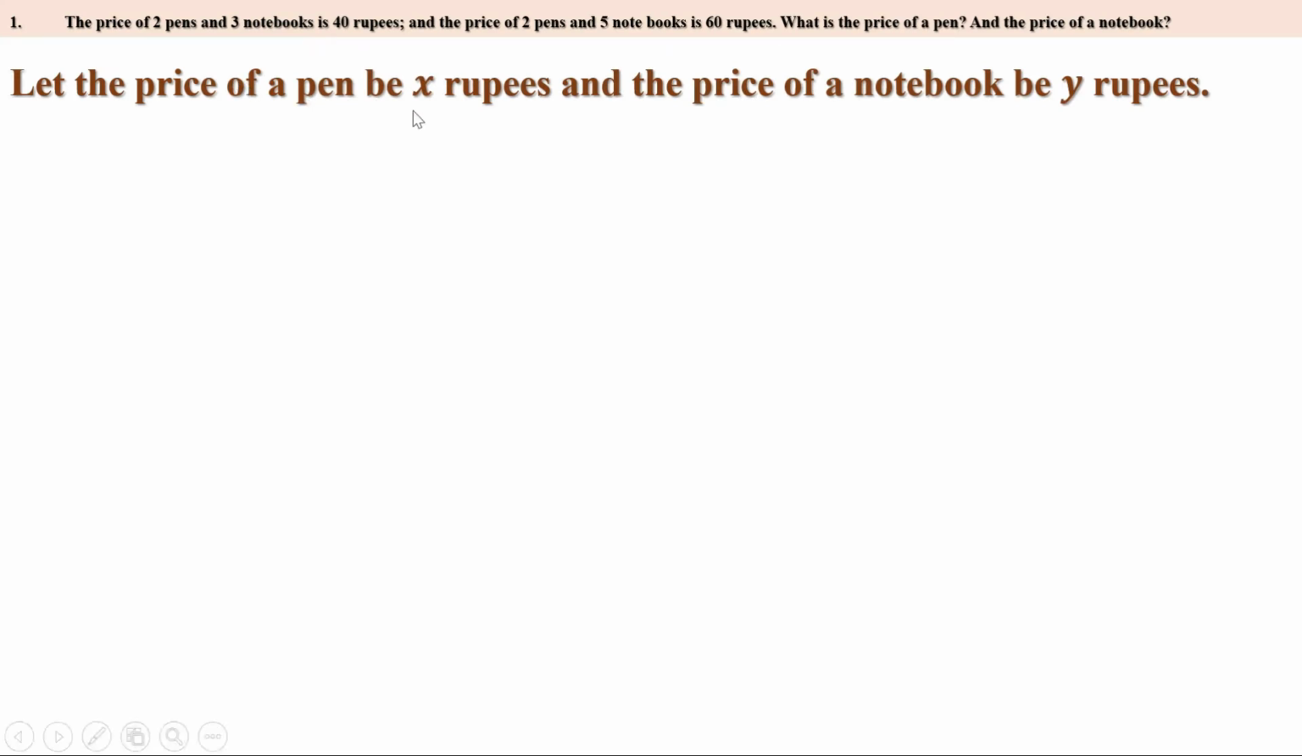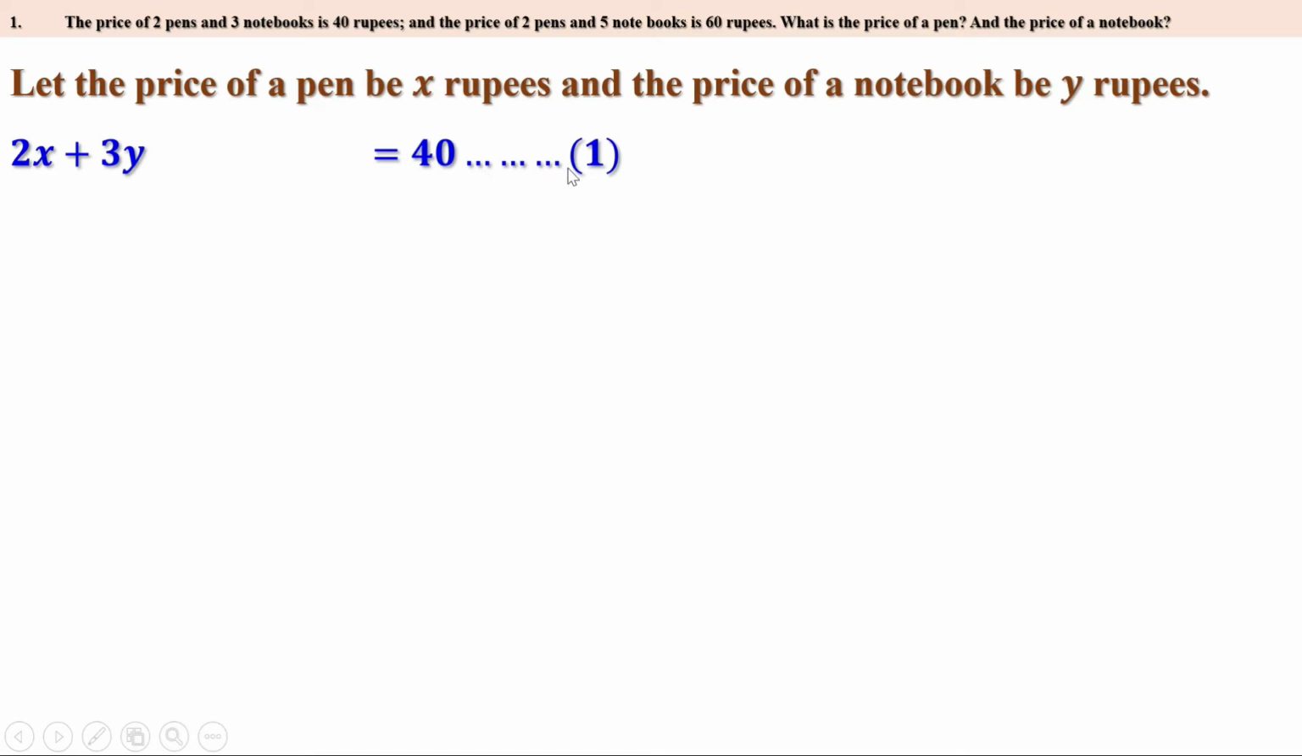Since the price of a pen is x rupees, the price of 2 pens is 2x rupees. And since the price of a notebook is y rupees, the price of 3 notebooks is 3y rupees. Given that the price of 2 pens and 3 notebooks is 40 rupees, that is 2x plus 3y equal to 40.